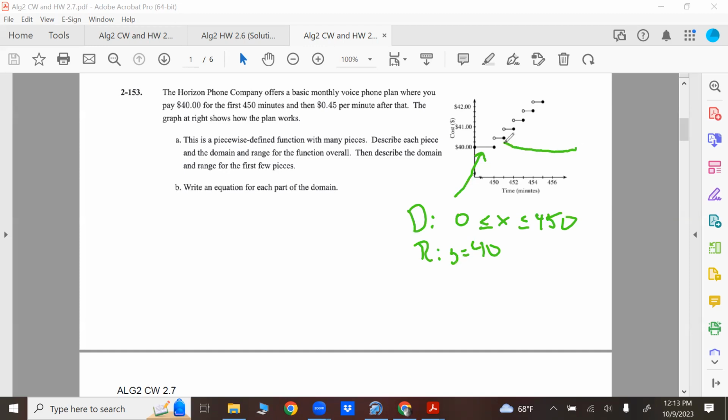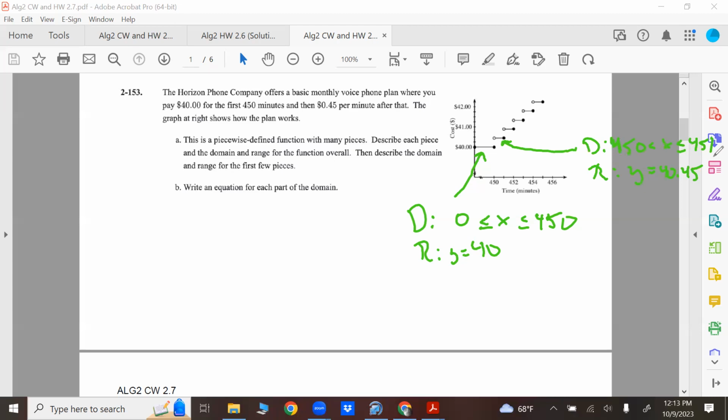Now let's look at the next piece. What's the domain for that next piece? It goes from what to what? It goes from 450, but not inclusive. I don't know why I included it before. I was dumb. Up to 451. And what's the range? Y equals what? About 40.45, I'd say. Okay, sorry, I do know what it is. How much extra do you charge for everything? So it's 40.45. Not like I looked at it. I was just working it out as if I eyeballed it. But you're told in the problem that it's 45 cents more than 40, so 40.45.